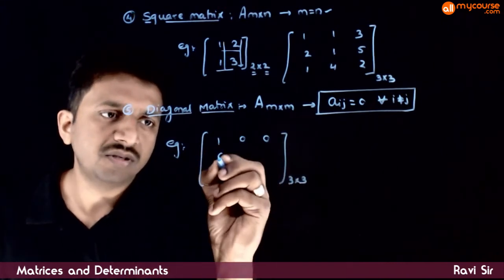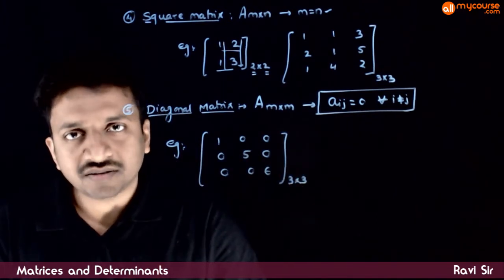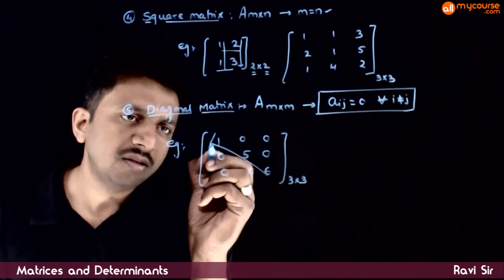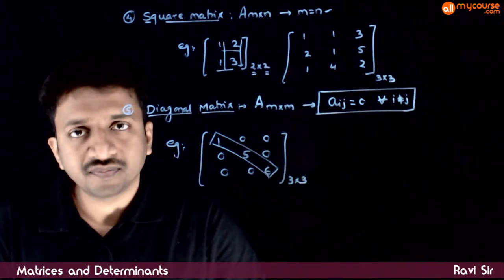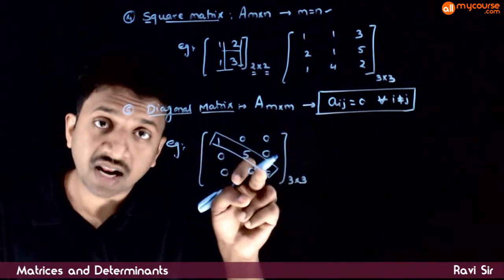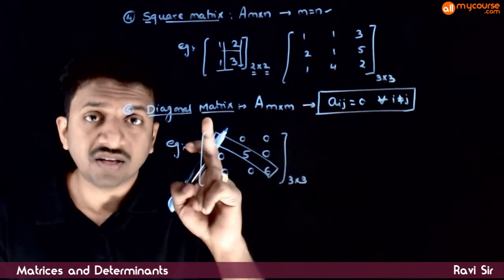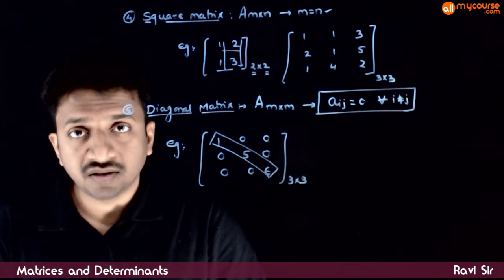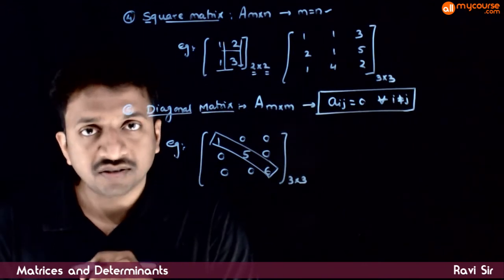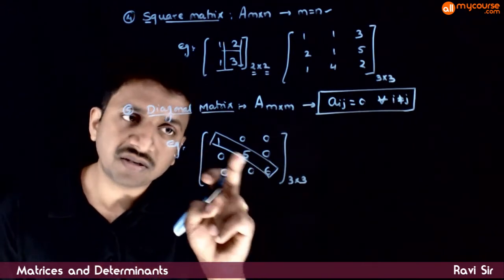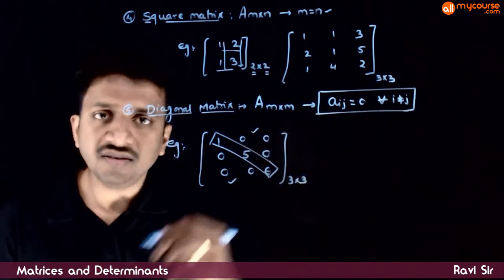For example, if you have a 3 by 3 matrix, 1 0 0, 0 5 0, 0 0 6, this is a diagonal matrix. As you can see, all the non-diagonal elements are 0, hence the definition is valid. It is not necessary that the diagonal elements have to be non-zero. Nothing is said about the diagonal elements in the definition of the diagonal matrix. It just says that if the non-diagonal elements are zeros, then it is a diagonal matrix. Sometimes some of the elements of the diagonal can also be 0. What you need to check is whether the non-diagonal elements are 0 or not.